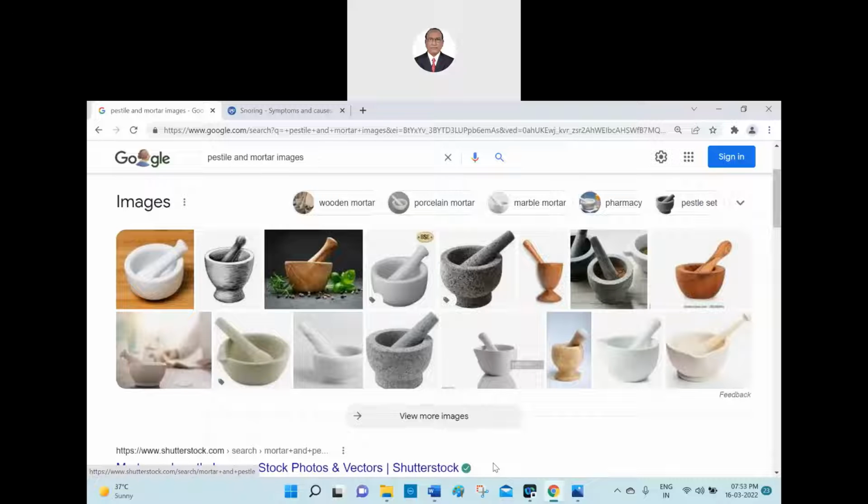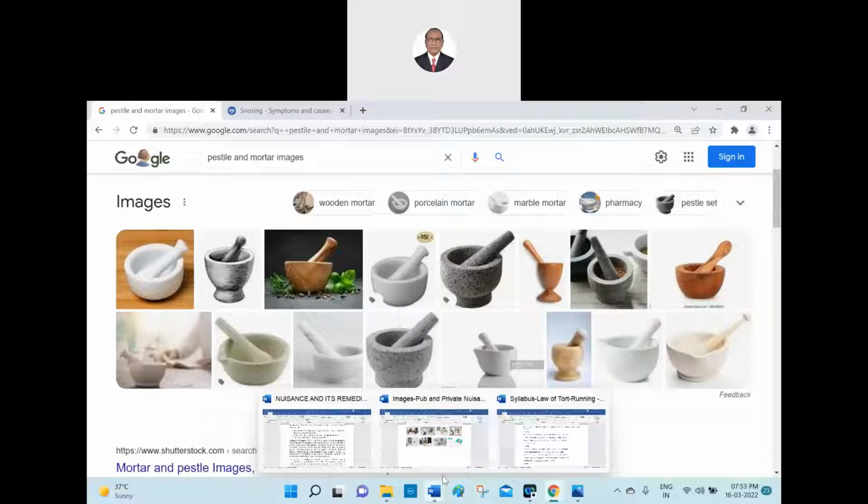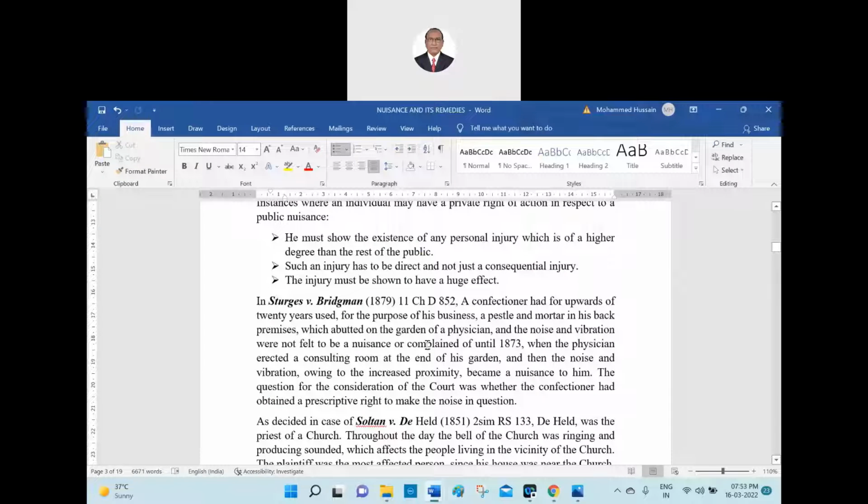The pestle and mortar was there, and the confectioner had been using such a thing for more than 20 years, for sugar and flour. He would pound it with the pestle and mortar in his back premises, which abutted on the garden of the physician. So for 20 years the confectionery factory is there, and at the back of it, the adjacent man has opened a consultancy. He's a medical doctor, an MD physician, and he opened the consultancy.